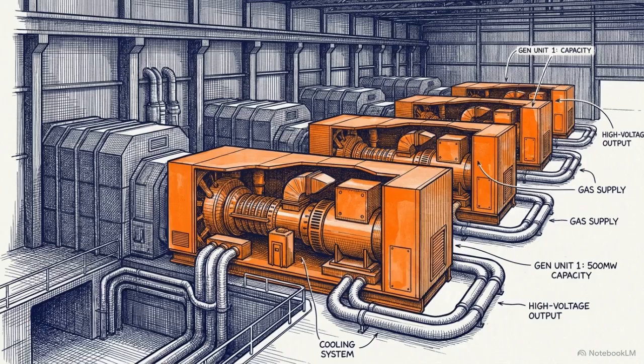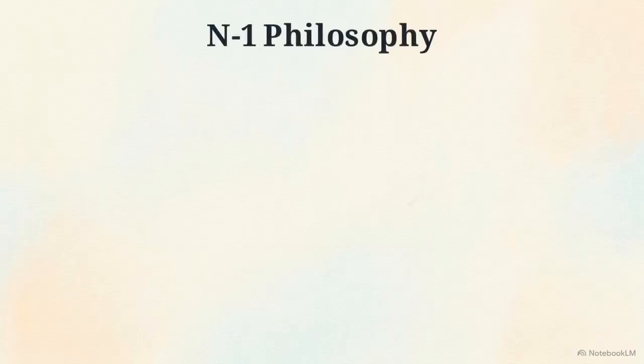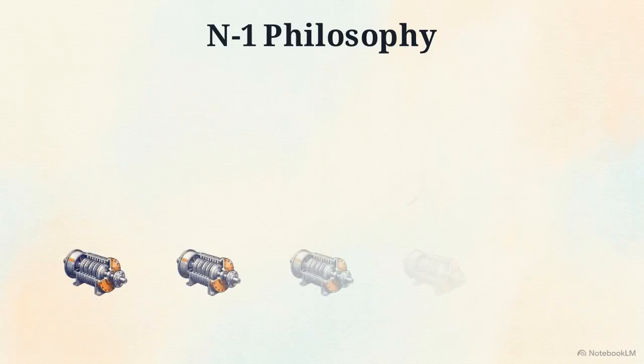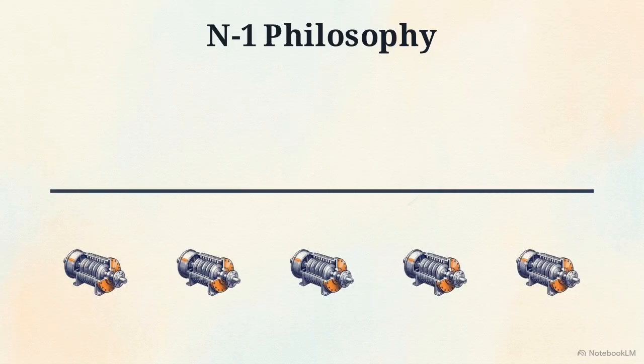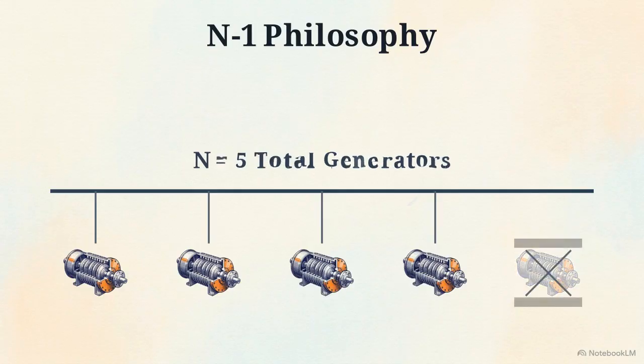With the TPPL established, we transition to sizing the physical power generation. Because offshore grids operate in total isolation, they cannot draw emergency power from a mainland utility. This diagram outlines the N-1 philosophy. Here, N equals 5 total generators. N-1 dictates that the plant's generation must be sized so the facility can run fully loaded even when one generator is taken completely offline for maintenance.